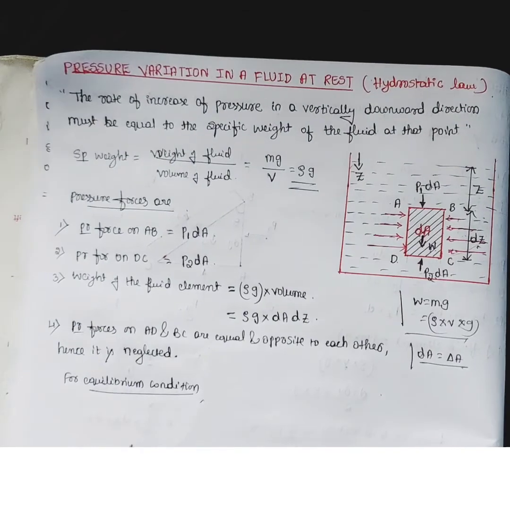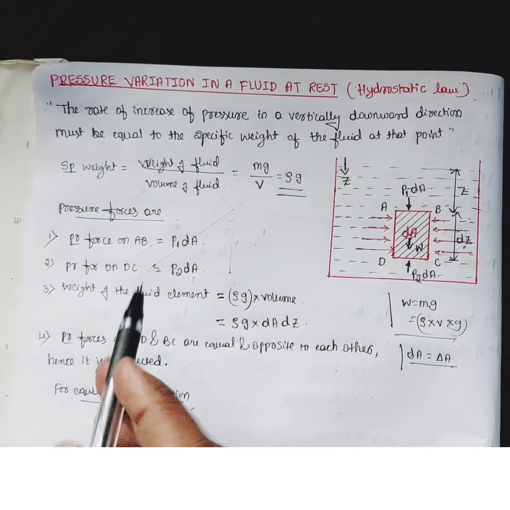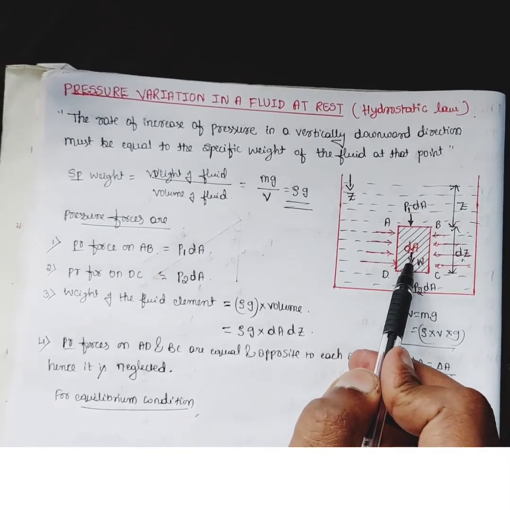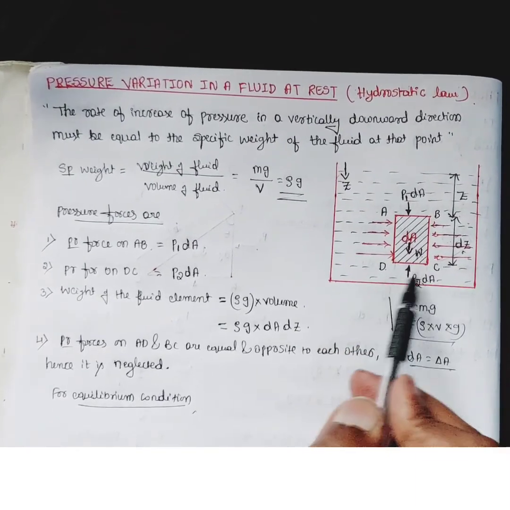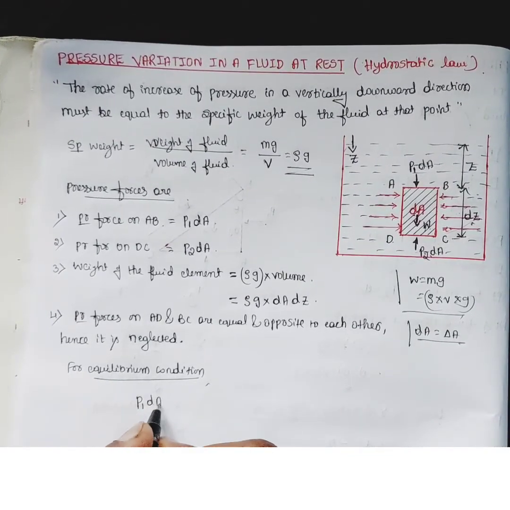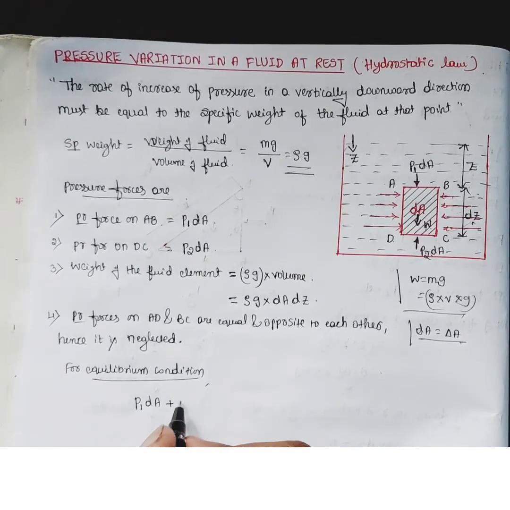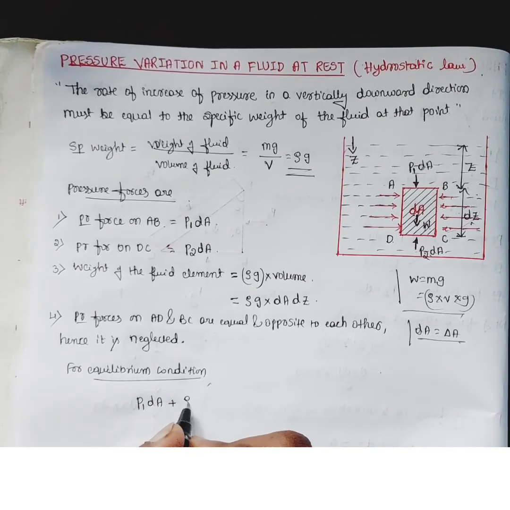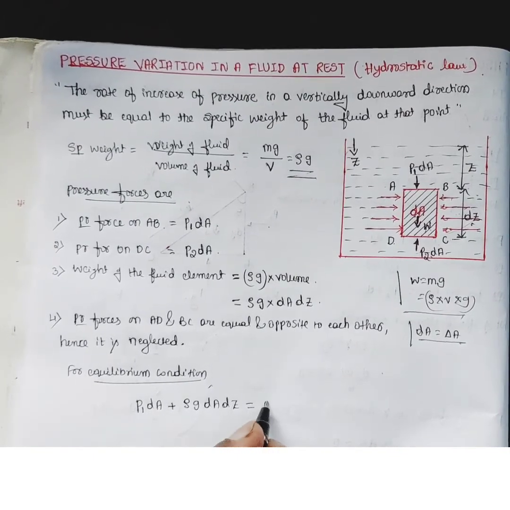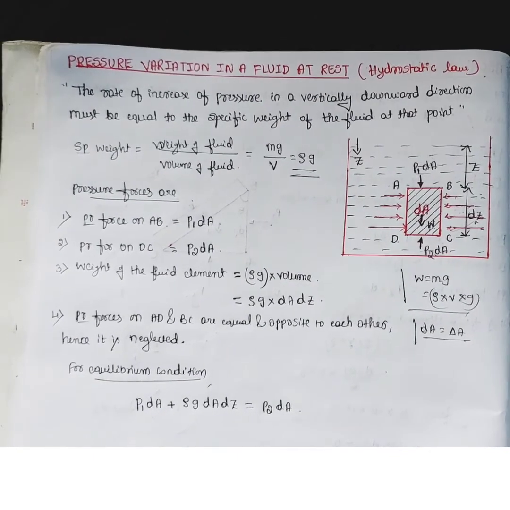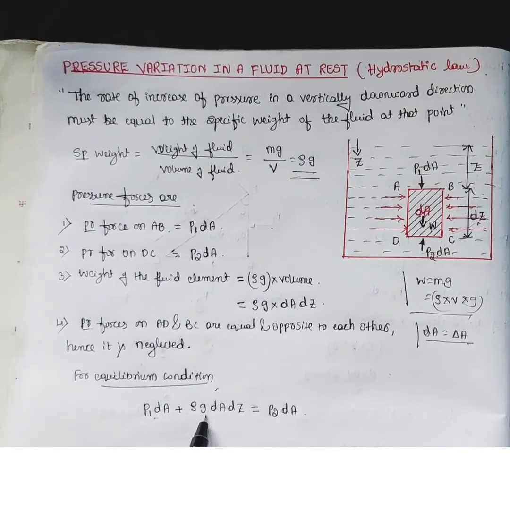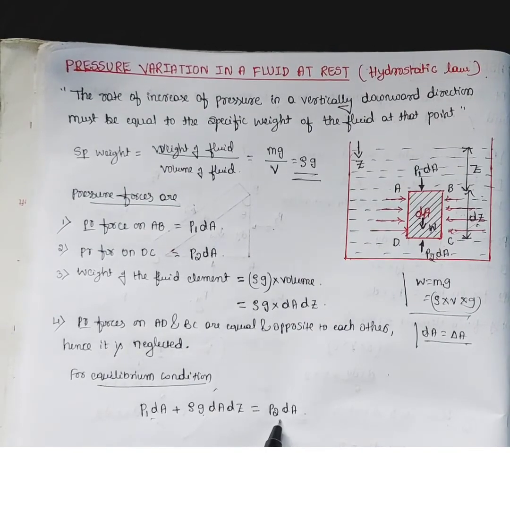So for equilibrium condition, we can say the pressure force which is acting on AB plus the weight of that element should be equal to the pressure force which is acting on phase DC. So I am going to write it as P1 dA plus weight of that element. I can write this weight of that element as rho g dA dz is equal to P2 dA. Pressure force on phase AB plus weight of that element is equal to pressure force on phase DC.